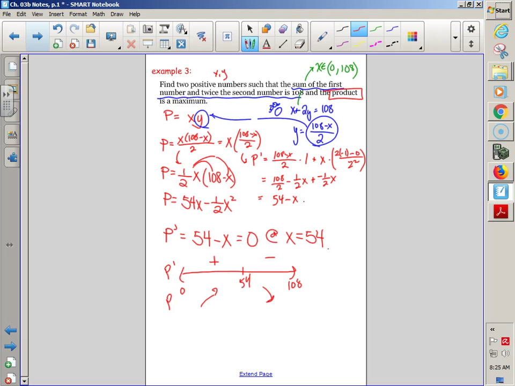What's the function doing this whole time? Going up. What's it doing the whole time after? Going down. It's not just a max. It's the max. But either way. Wait, what are we supposed to be finding? 54?